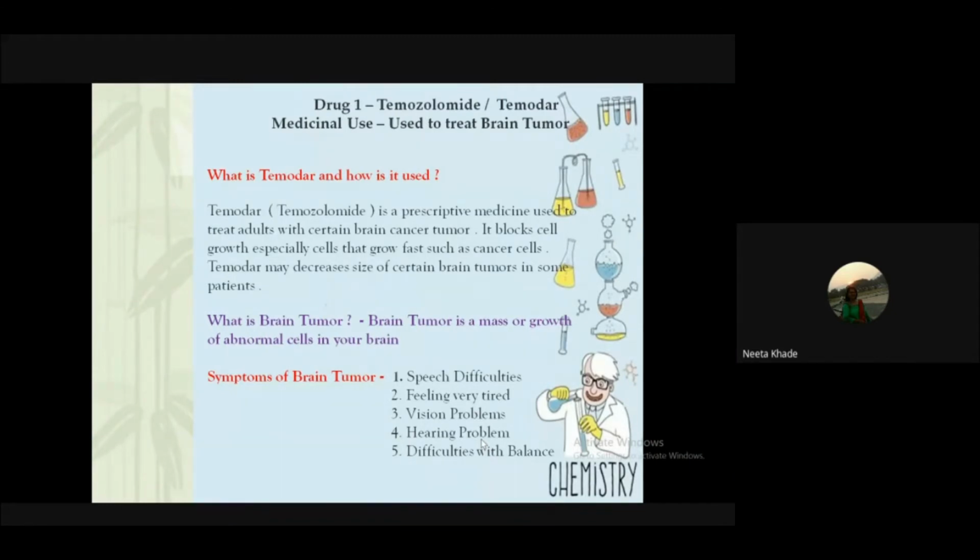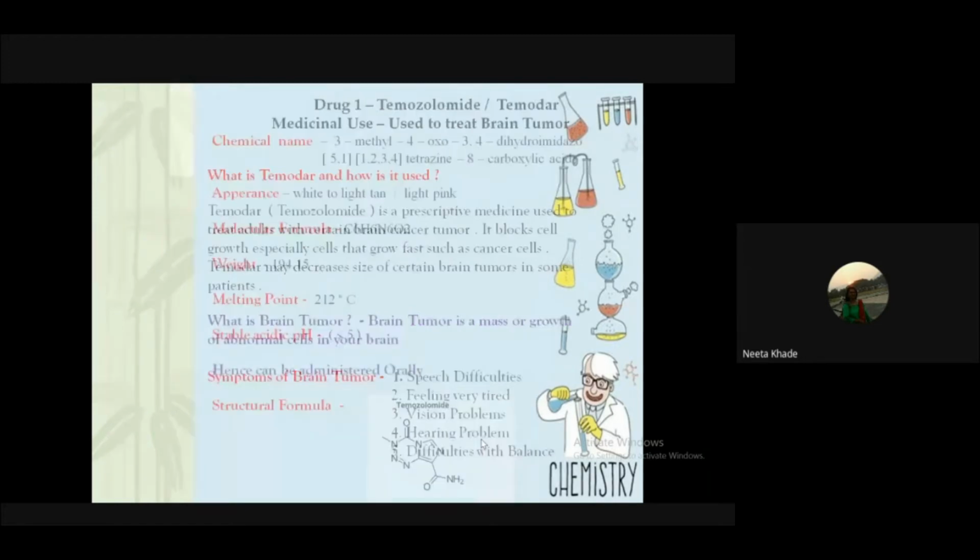Now let us see what exactly a brain tumor is. A brain tumor is nothing but a mass or growth of abnormal cells in your brain. Talking about the symptoms, some common symptoms are speech difficulties, feeling very tired, vision problems, hearing problems, and difficulties with balance.